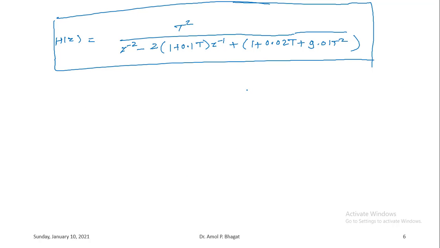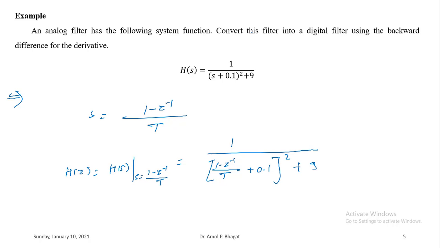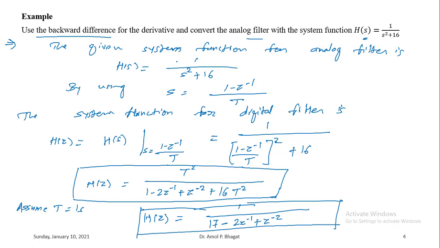So the method is simple. You will be provided with the system function H(s) of the analog filter, and you have to obtain the system function for the digital filter, that is nothing but H(z), by simply using this mapping function s = (1 - z^-1) / T. If T is explicitly specified in the example, then you can substitute that value in this case. Otherwise you will assume capital T as 1 second.